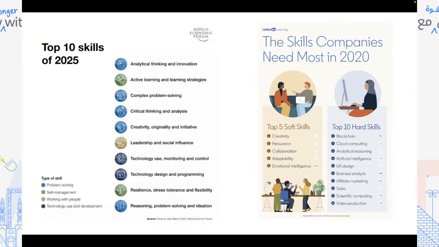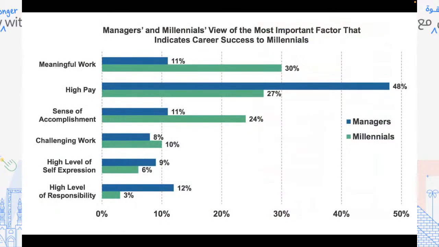The other thing as well I like looking at is LinkedIn. They tell you what people are searching for from a soft skills and a hard skills perspective. And you can see there, that's probably more of a buzzword again, blockchain number 1, cloud computing, analytical reasoning, etc. Nothing too unconventional there. The soft skills, you can see creativity, persuasion, collaboration, adaptability, and EI.